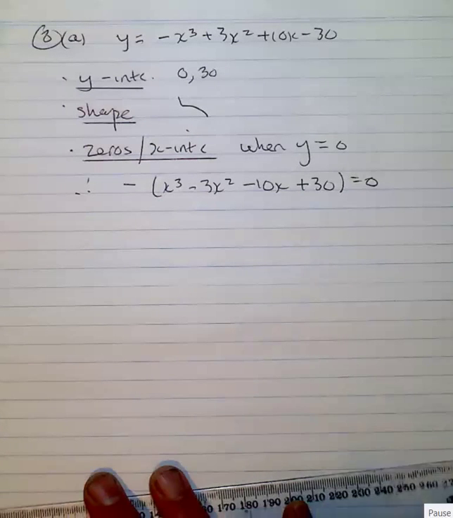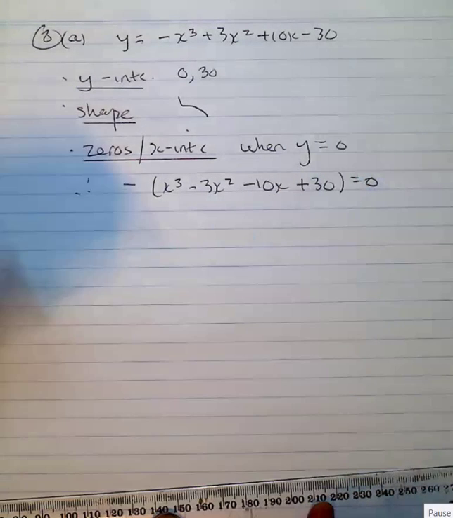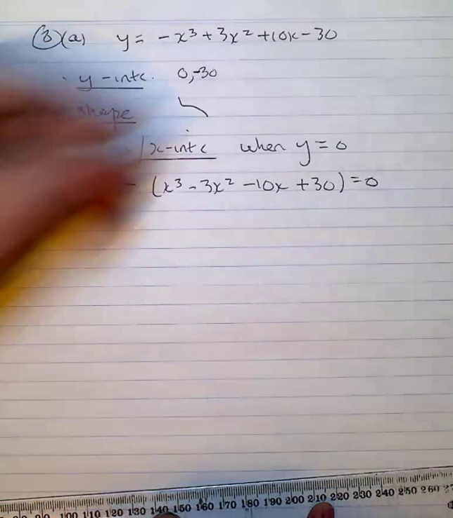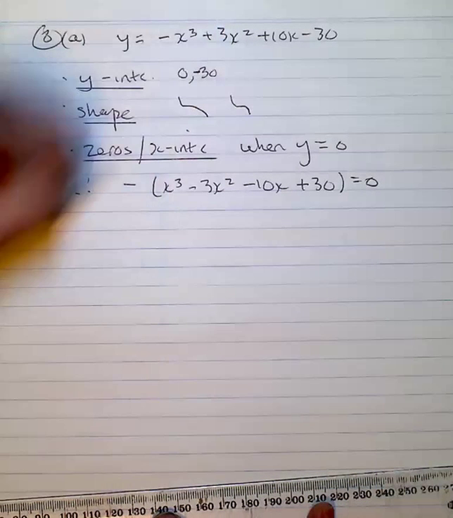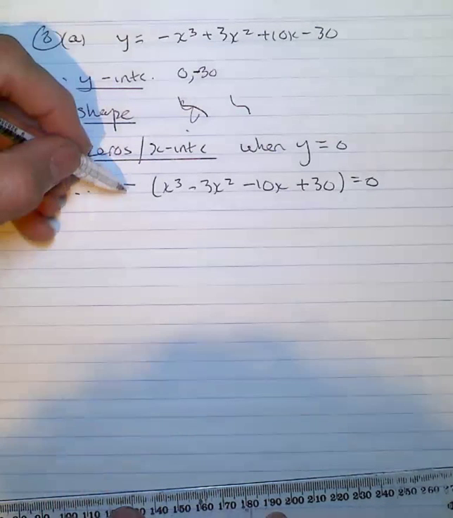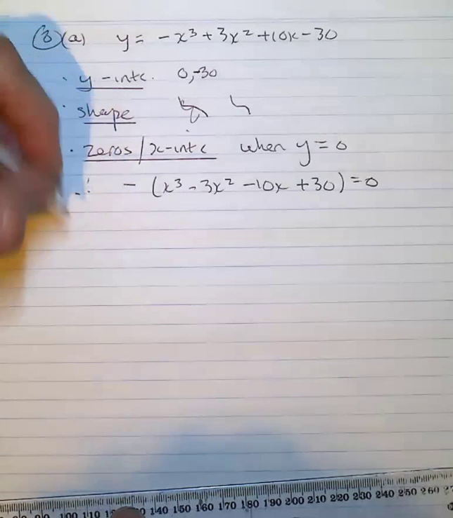In question 8a, you can quickly see that we've got a y-intercept of (0, -30). You'll have the shape, a bit more of a kink in that one. The zeros, or the x-intercepts where y is equal to 0, are a bit more work. I strongly recommend we take out the negative.